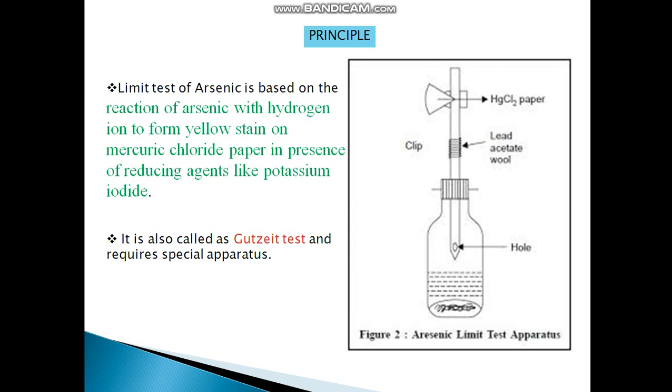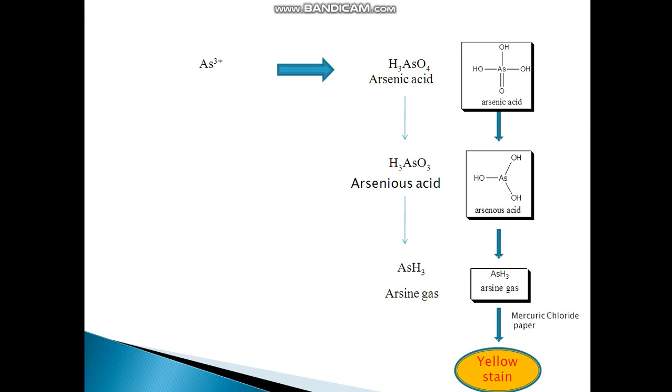Now we are going to discuss the basis of this limit test. This test is based on the reaction of arsenic with hydrogen ion to form a yellow stain on mercury chloride paper in presence of reducing agents such as potassium iodide. The test is also called Gutzeit test. Now we are going to discuss the reaction elaborately.